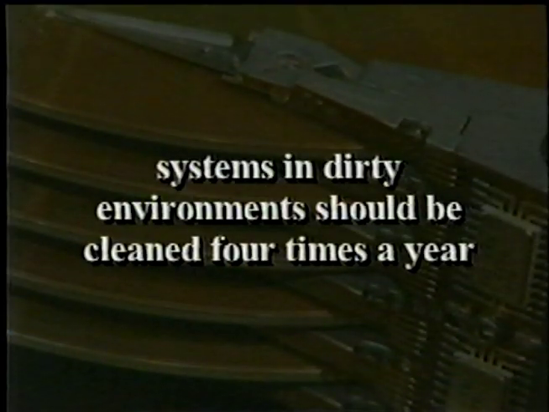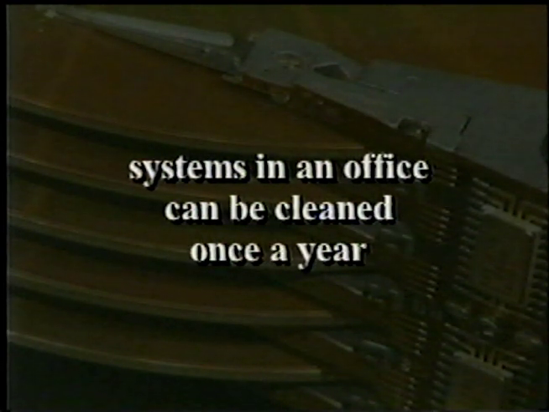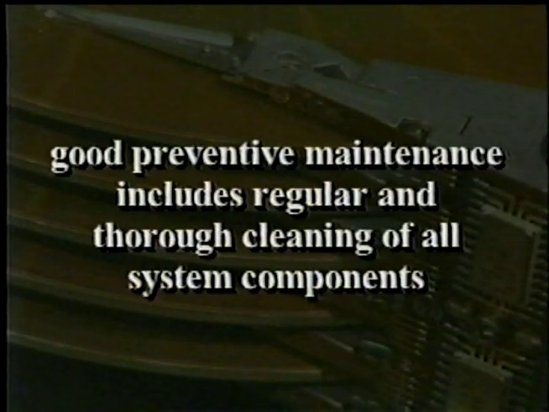For a system that is in a very dirty environment, we should thoroughly clean it once every 3 months, while a system that is in a normal office environment can usually be cleaned once a year. The most important operation in a good preventive maintenance program is the regular and thorough cleaning of all system components.